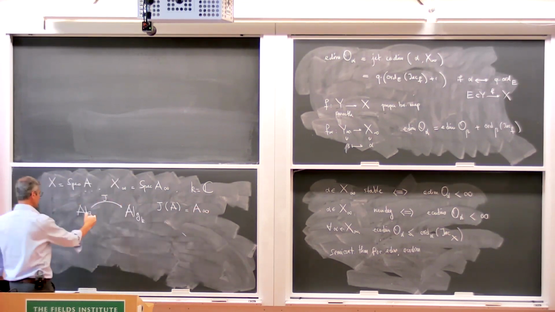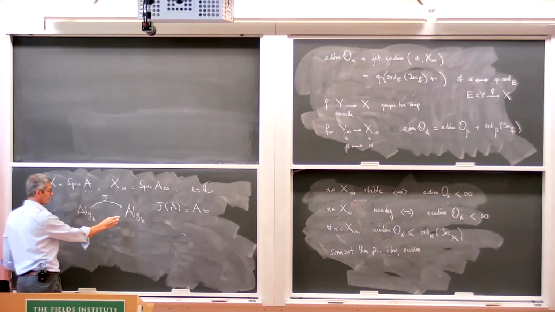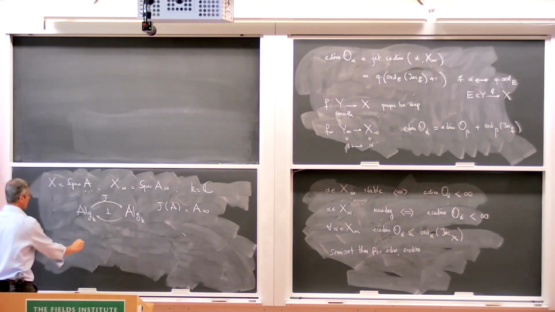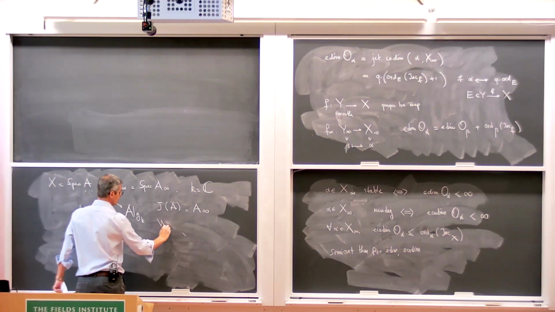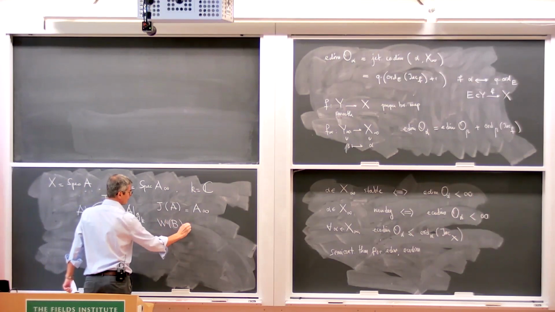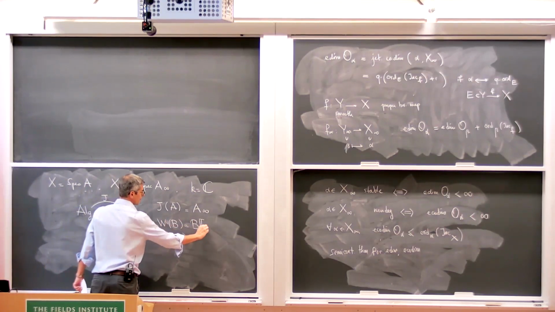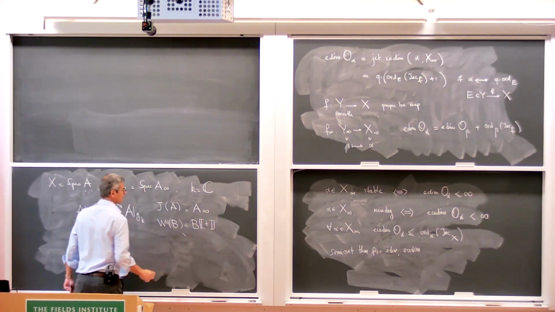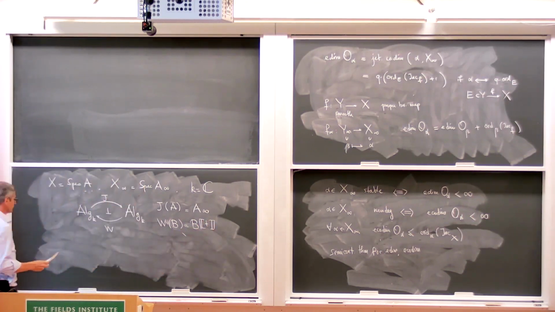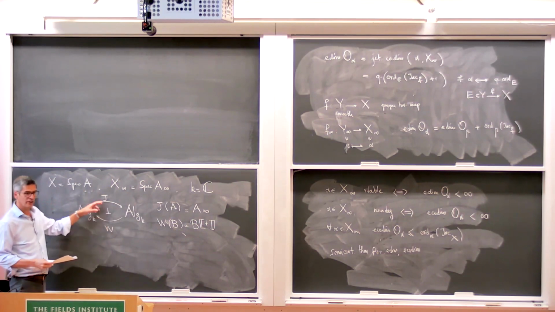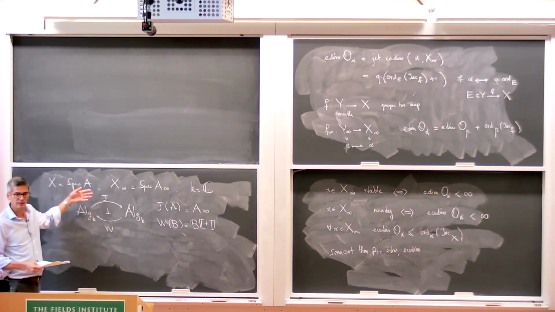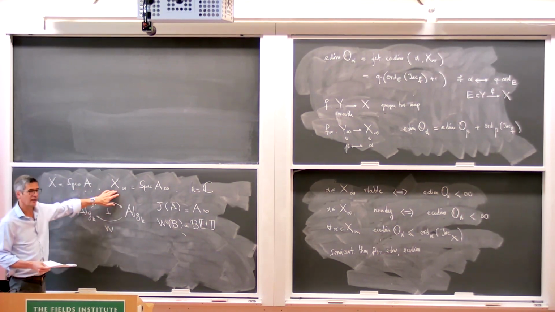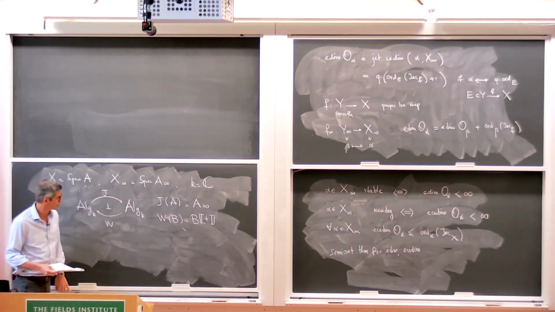And the idea is that this functor arises as a left adjoint to another functor, which I'm going to denote by W, which is defined as follows: W of an algebra B is just B double bracket T. And the adjunction here is exactly what characterizes the arc space as having exactly those points, the arcs.